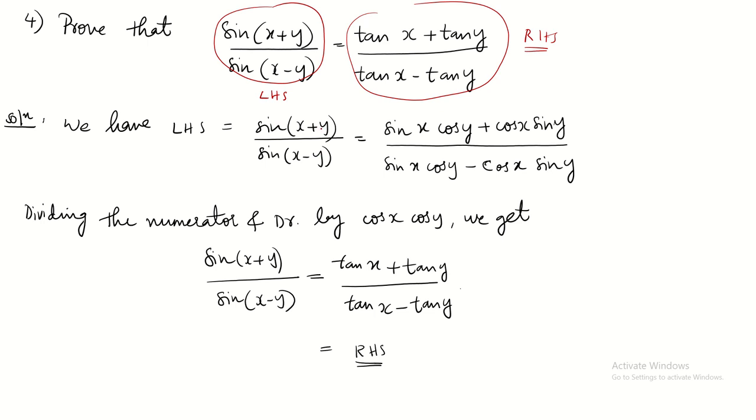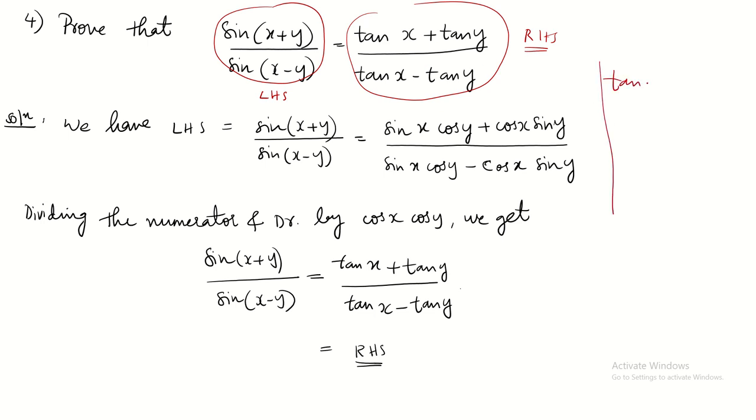What is sine of a plus b, or sine of x plus y? You have the formula sine x cos y plus cos x sine y. Similarly, you have the difference of two angles for sine. Sine of x minus y, the formula is sine x cos y minus cos x sine y. I have expanded this LHS using the formula. After that, in your RHS, you have to get tan x, tan y, right? So tan x, tan y you have to get.